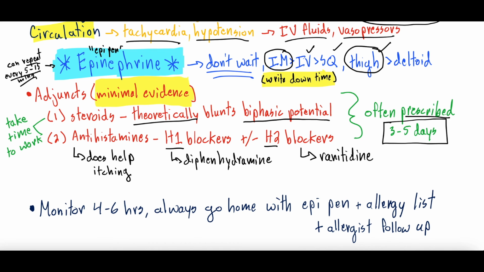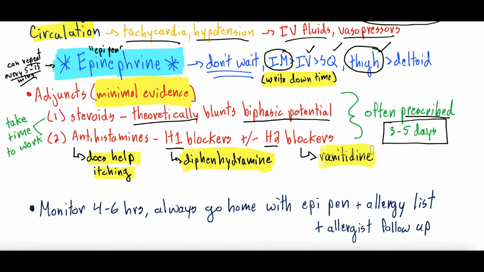H1 blockers are the more common histamine blocker given in allergic reactions and anaphylaxis. And H1 blockers do help with itching. Now, whether they help with anaphylaxis is somewhat of a different question, but they do help with the itching component of it. H2 blockers are even less well supported.